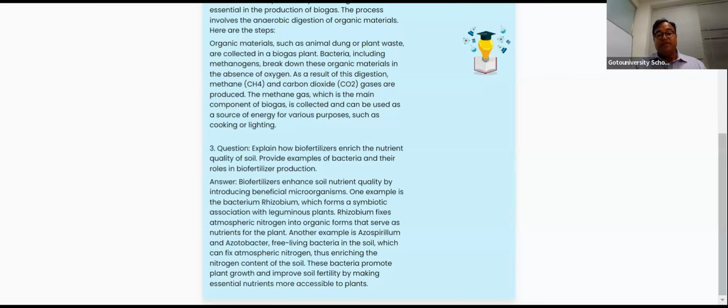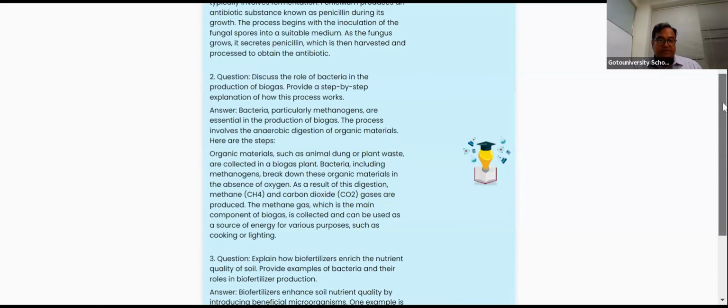In the case of biofertilizers, I told not only the rhizobium, but also Azotobacter, Rhodospirillum, Clostridium, Klebsiella. These are all other microorganisms also. We need to give the examples if this question is coming as a 5-mark question. Now we are coming to the next phase of explanation.